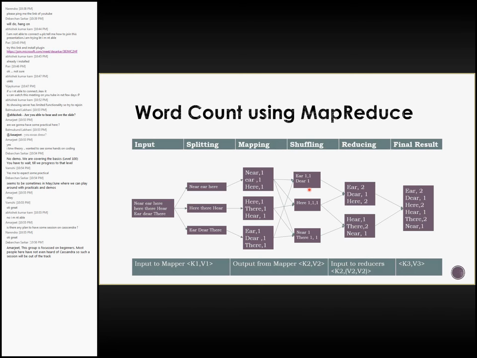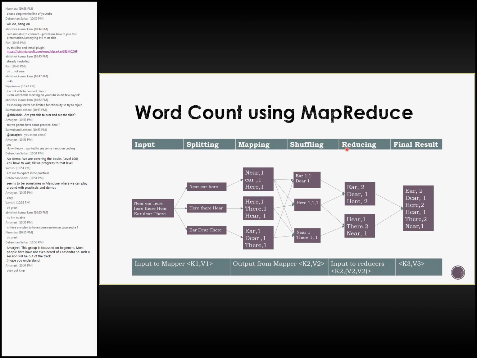Now, what is the input to the reducer phase? The output from the mapper phase is just a key and a value, but the input to the reducer is a key and a list of values which you can iterate through. So in the shuffling phase, you have a key and multiple values which you can iterate and add.